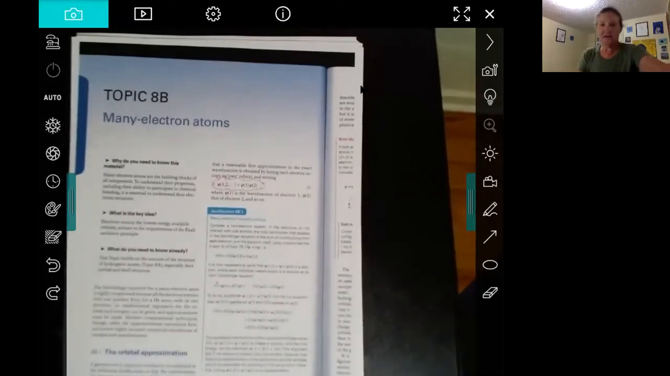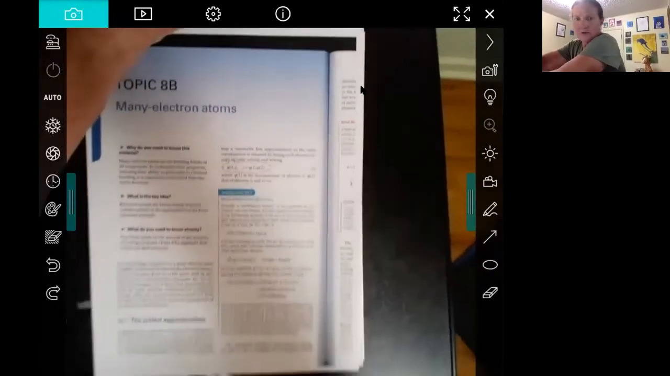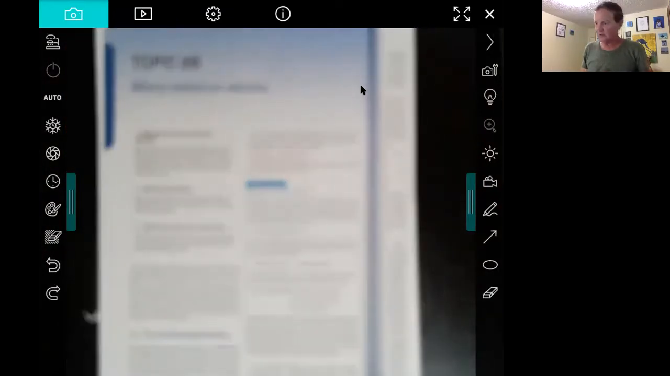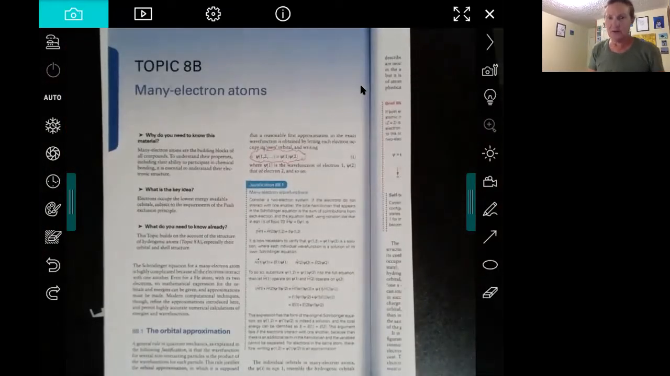Okay, so many electron atoms. When we say many electron atoms, all we're saying is anything that has more than one electron. I mentioned this last lecture, the hydrogen atom is the only chemical system that can be solved exactly. Anything else, any molecule, any atom with more than one electron can't be solved exactly, and we have to start thinking about approximations that might be valid.